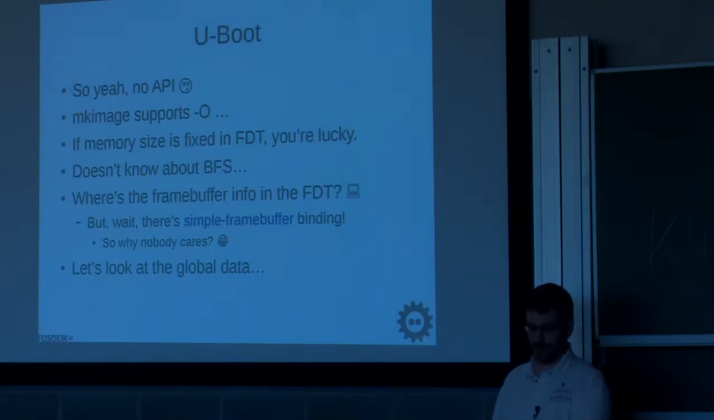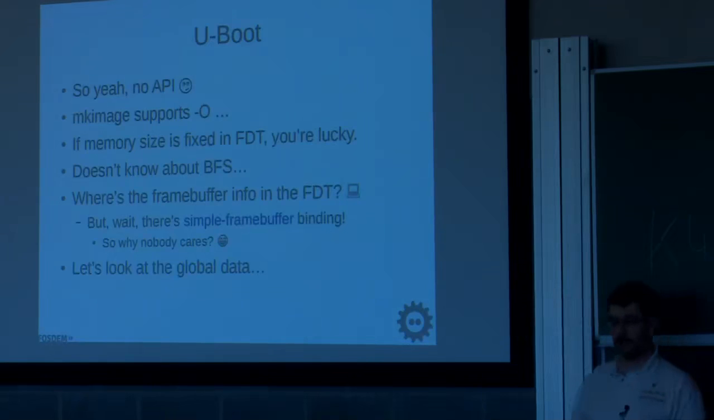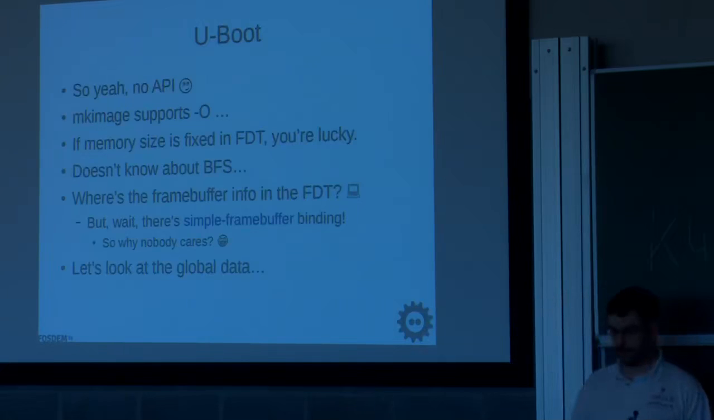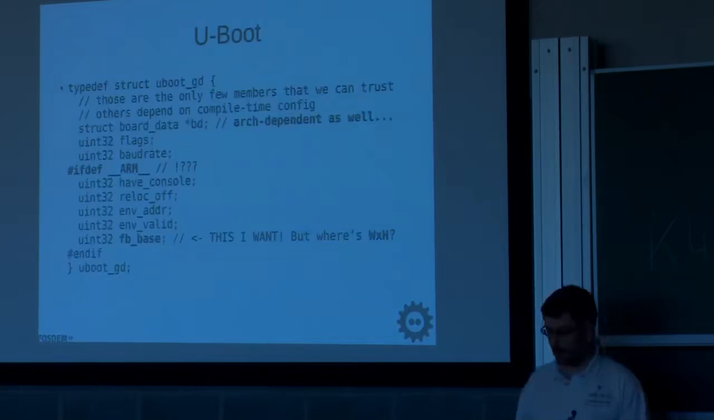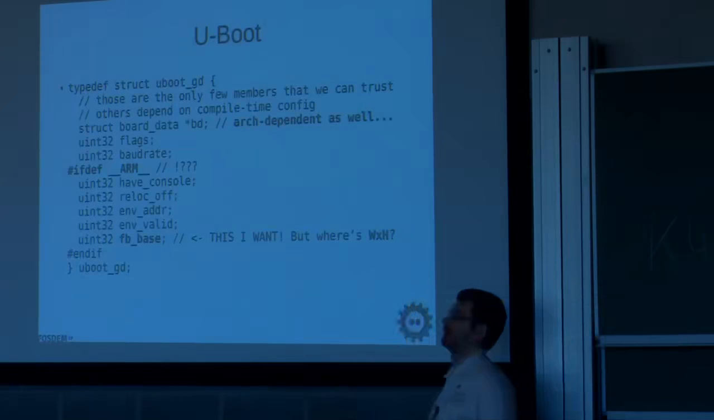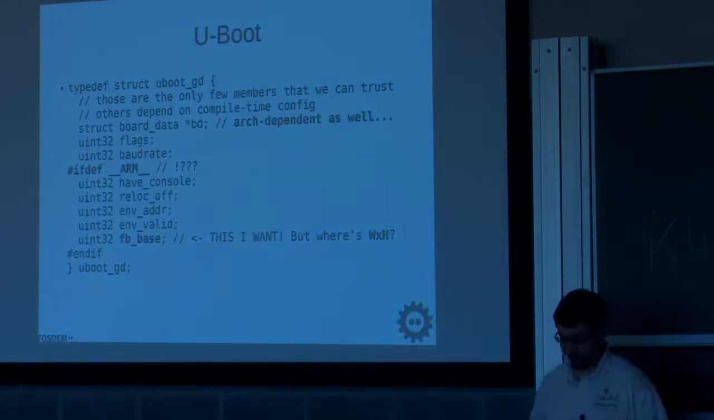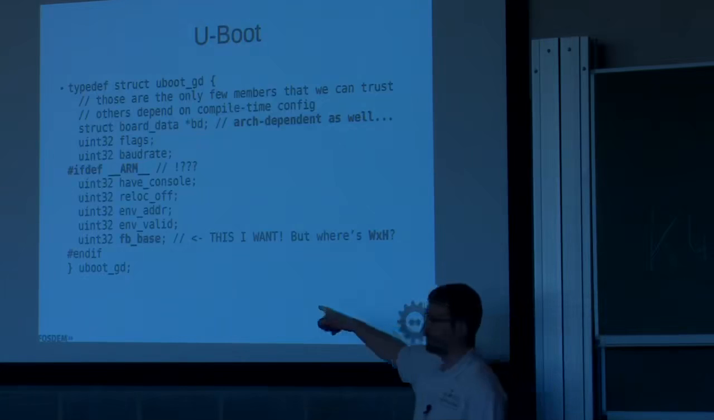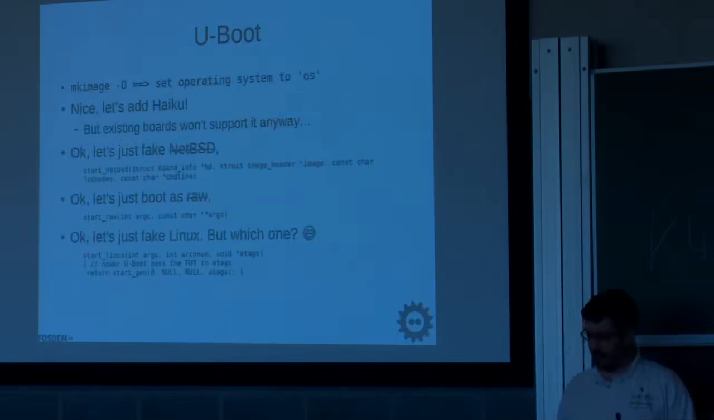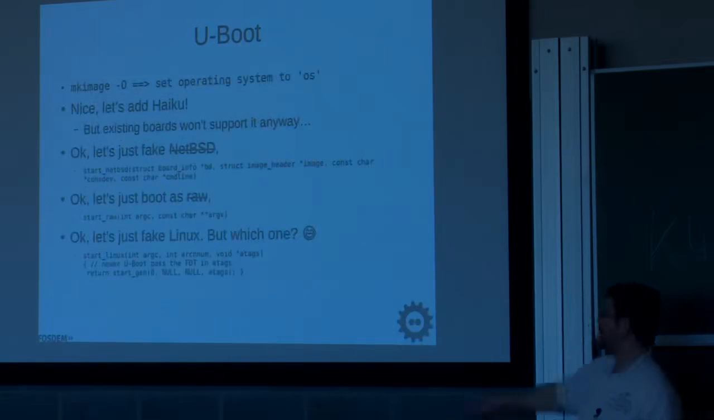There's some nice stuff, at least you thought it was nice. If you're lucky and you have a recent enough U-Boot, at least U-Boot fixes the FDT with the memory size. Yeah, U-Boot doesn't know about BFS, of course. And where's the frame buffer? Well, nobody cares on embedded, so yeah. So let's look at the global data. Okay, so it's a nice structure with architecture-dependent stuff. Yeah, at least we get the frame buffer base, but what's the geometry of it? We don't know.